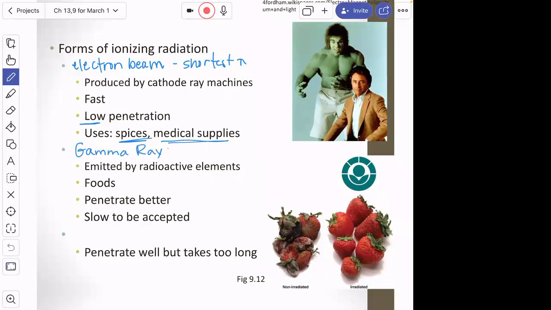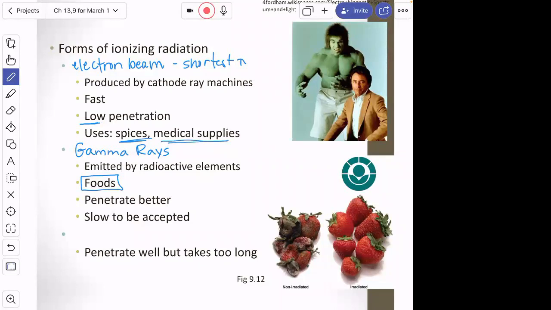Where do they come from? They're emitted by radioactive elements. Okay. And the most common application here is to hit foods. So a lot of fresh foods and vegetables, obviously we can't heat them. We heat them when we cook them, but when they're in the supermarket, you rinse them off, or the growers rinse them off. That's pretty much all that they could do, other than hitting them with some gamma rays.